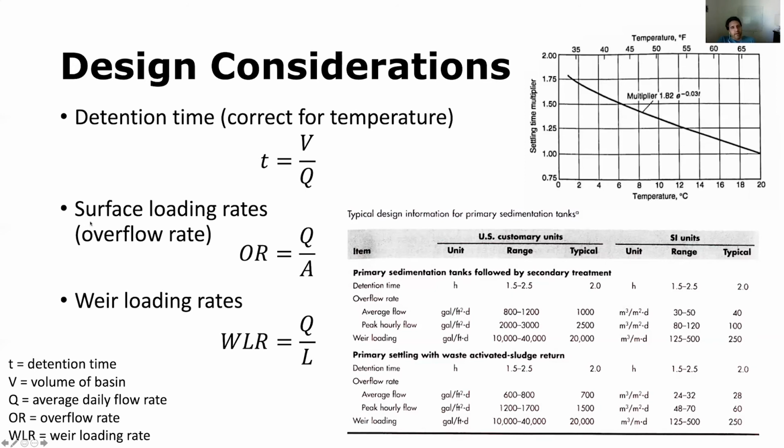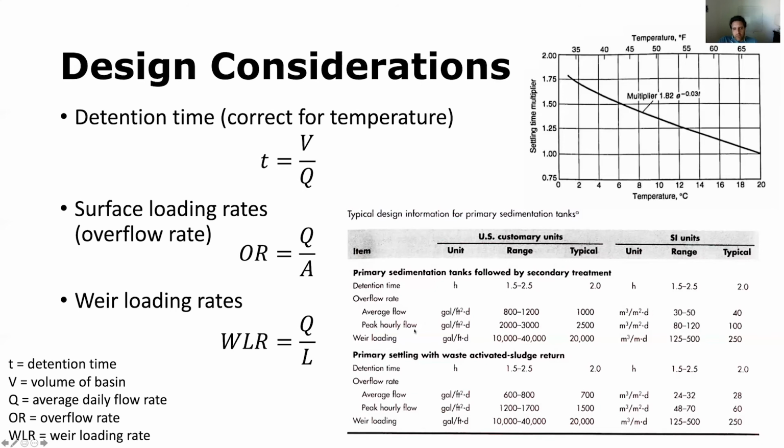All right, the second parameter that we consider for design is the surface loading rate, also known as the overflow rate. And again, if you remember from our water treatment sedimentation basin, this is equal to the flow rate divided by the surface area. All right, so typical overflow rates for primary sedimentation tanks, under average flow conditions, we want to be around 1,000 gallons per square foot per day, or 40 cubic meters per square meter per day.